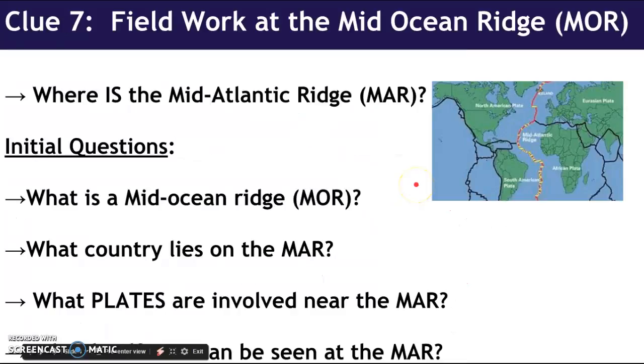So for this clue, we're going to want to look at specifically the mid-Atlantic ridge that runs along here. It divides the Atlantic Ocean in half. And for this clue, we're also going to want to look at specifically what a mid-ocean ridge is, what country lies on the mid-Atlantic ridge, what plates are involved there, and what landforms we can see at the MAR.